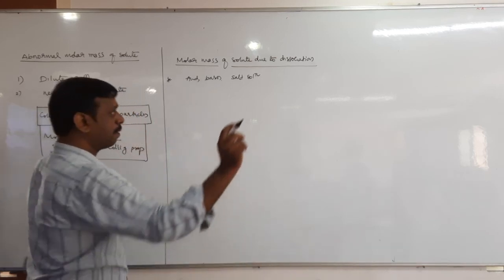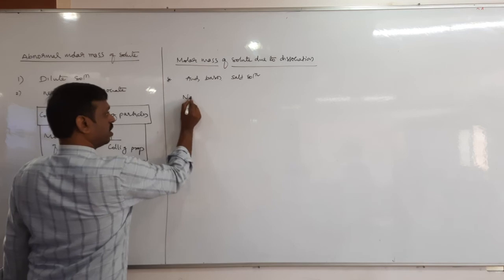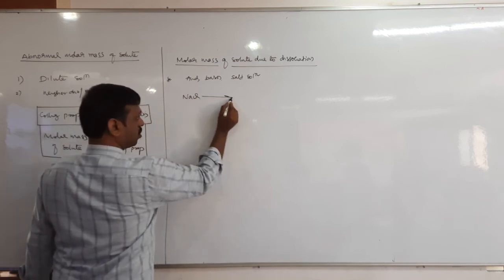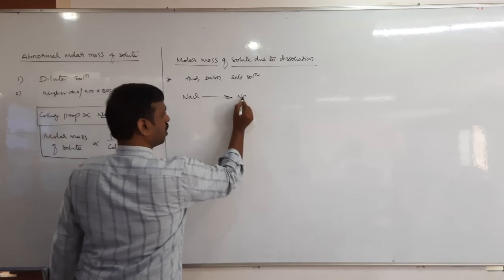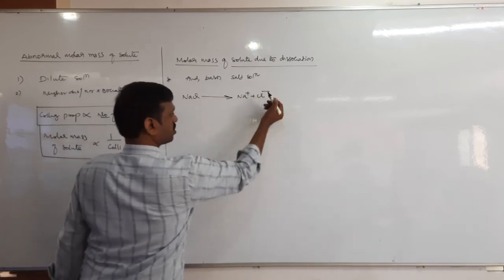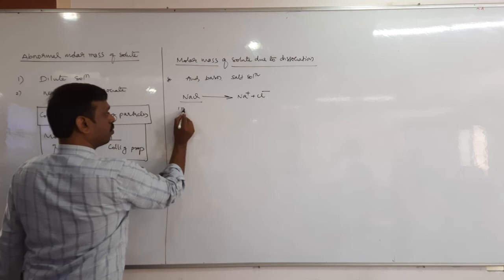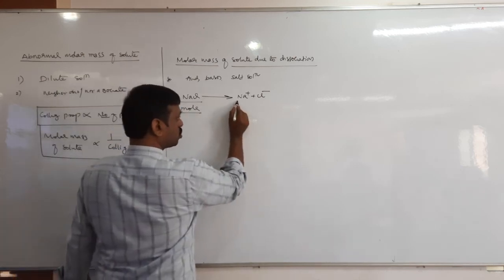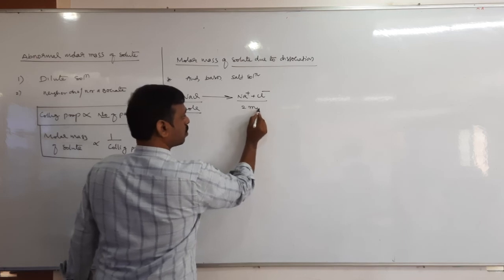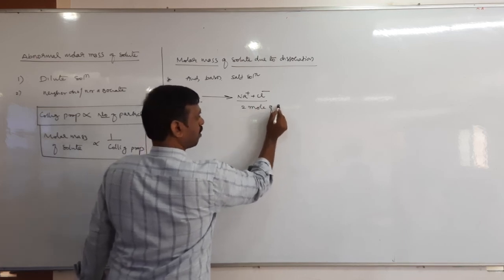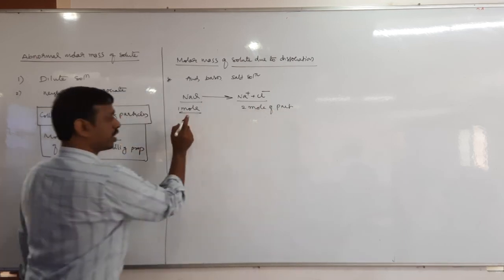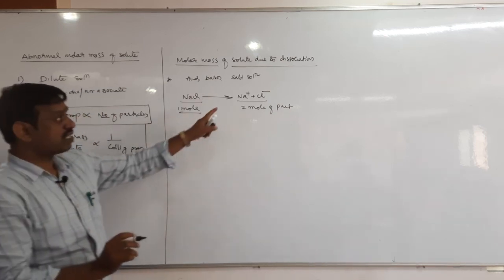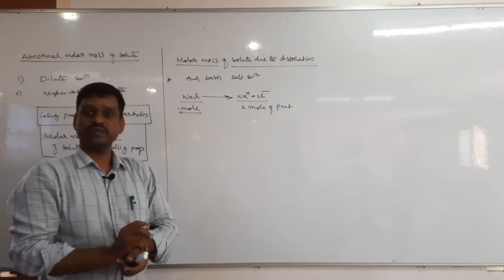For example, NaCl. Let us take aqueous NaCl. When dissolved in water, it forms Na+ and Cl-. Now, we have taken 1 mole. 1 mole of NaCl undergoes dissociation to form how many moles? 2 moles of particles. That means at the beginning we have taken 1 mole, but it actually gives 2 moles of particles. Then tell me, as the number of particles changes, what happens?